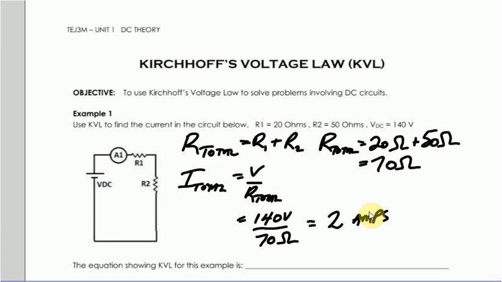The equation for KVL for this example is, well, I know that the voltage provided by the source is equal to the voltage drop across R1, which is represented by V1, plus the voltage drop across R2, which is represented by V2. So that would be the equation for KVL in this example here.